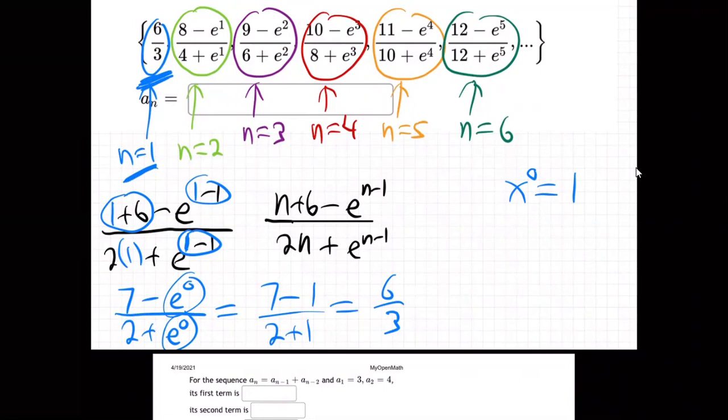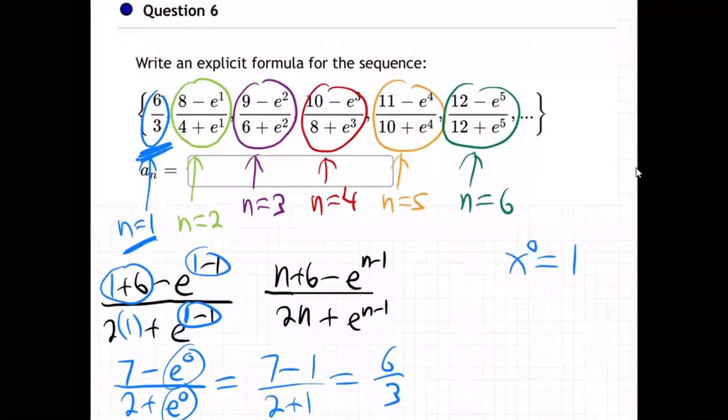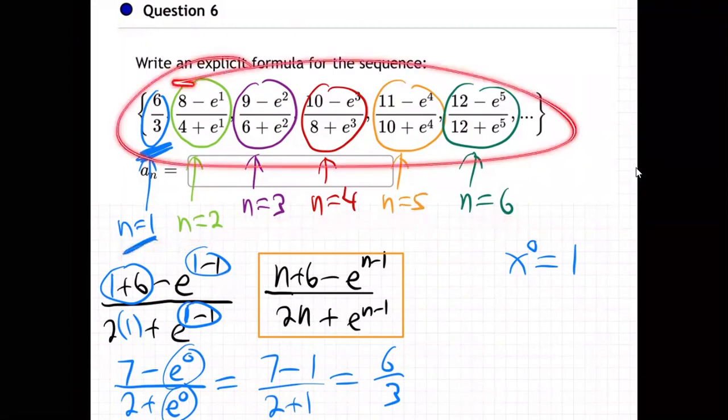Yes, it's 6 over 3, and it works for all the rest of them also. You could test it out for any of them. Plug in a 2, for example. What do you get? 8 minus e to the 2 minus 1, that's e to the 1. 8 minus e to the 1 over, plug in a 2, 2 times 2 is 4, 4 plus e to the 2 minus 1, e to the 1. Bingo. Beautiful. That is indeed the golden formula. That is the formula that they're plugging n equals 1, 2, 3, 4, 5, and 6 into, and they're getting these results. There it is.